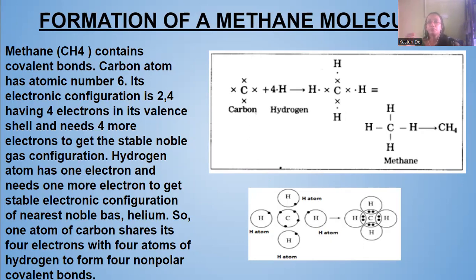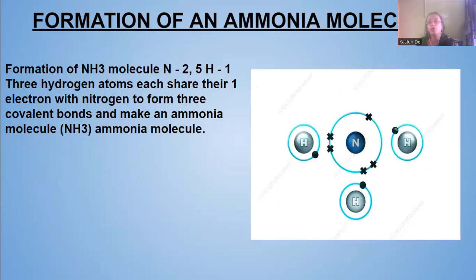Clear? Now, to get a stable electronic configuration, hydrogen will share its 1 electron and carbon will share its 1 electron. So each carbon atom will require 4 hydrogen atoms to share its 4 electrons on its outermost shell. As there is equal sharing, 4 non-polar covalent bonds will be formed. Next is the ammonia molecule. Nitrogen in ammonia has 5 electrons on its outermost shell.